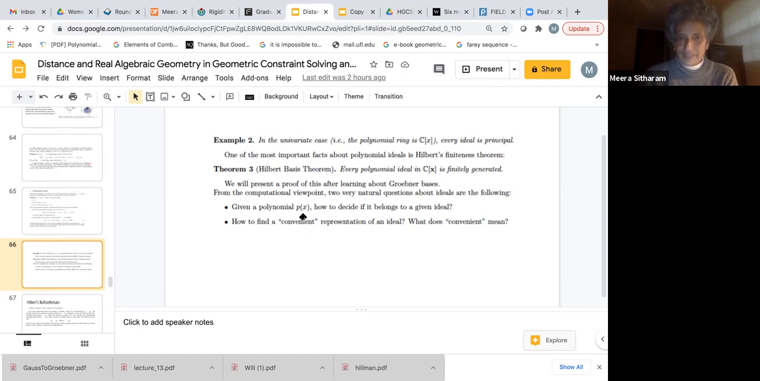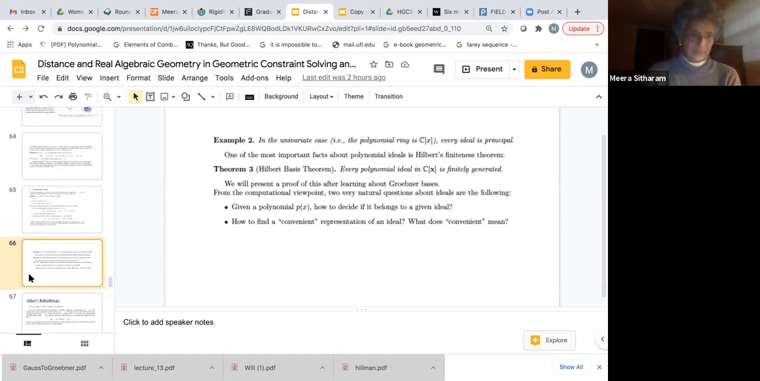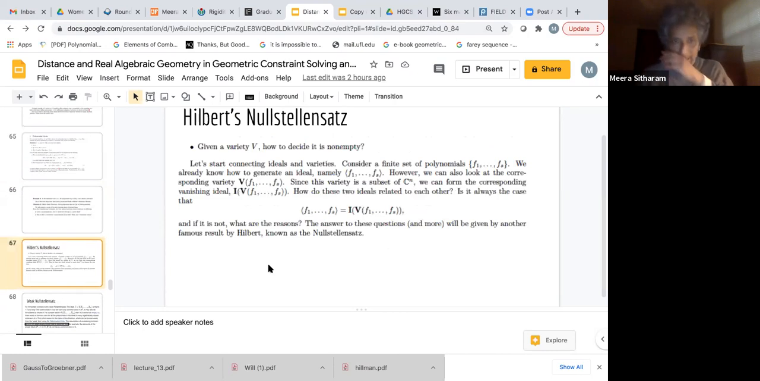Now the question becomes: given a polynomial p and a bunch of other polynomials f1 to fn that determine an ideal, you want to see if p can be written as a polynomial combination of f1 through fn. These are two important and very difficult questions, and they're closely related to finding solutions of polynomial systems. Okay, so Hilbert's Nullstellensatz actually connects ideals and varieties, at least to the extent that we care about them.